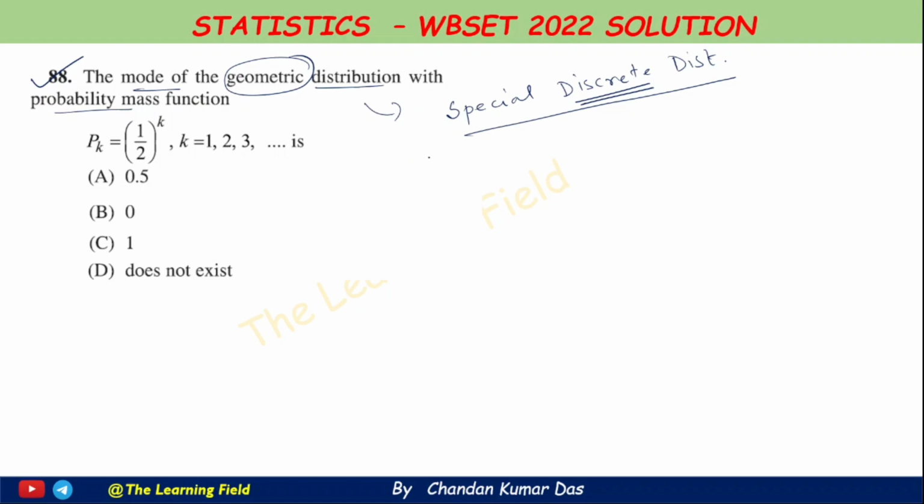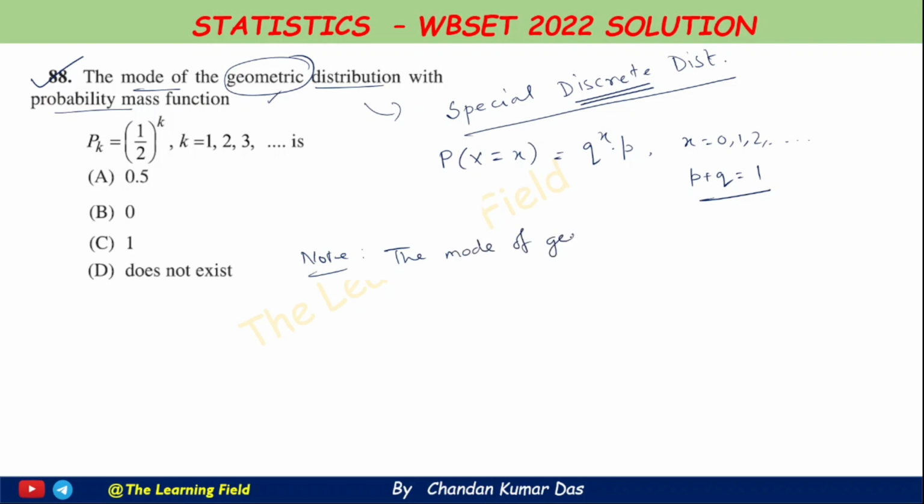Now the PMF of this distribution: the probability is equal to q to the power x into p, where x is equal to 0, 1, 2 and so on, and p plus q equals 1, you all know that. Now the mode of the geometric distribution, here you can write a note. The mode of the geometric distribution is 0 if p lies in this interval.